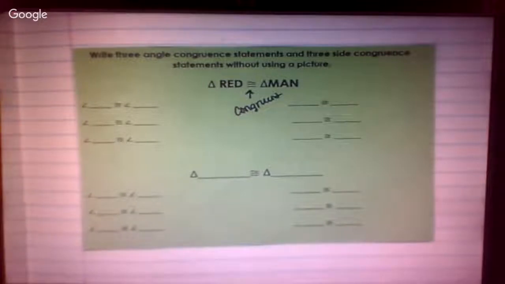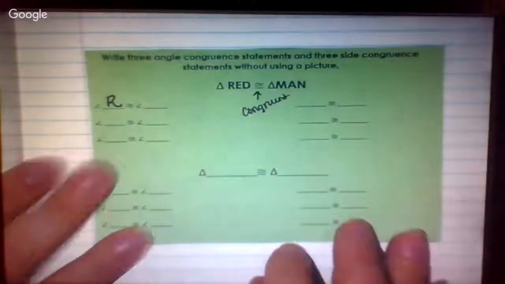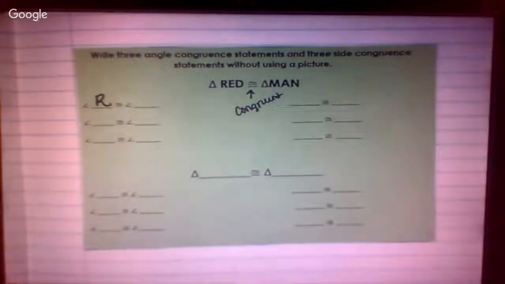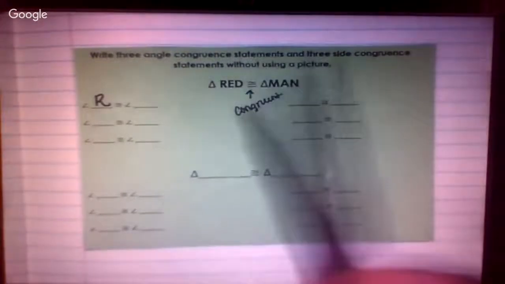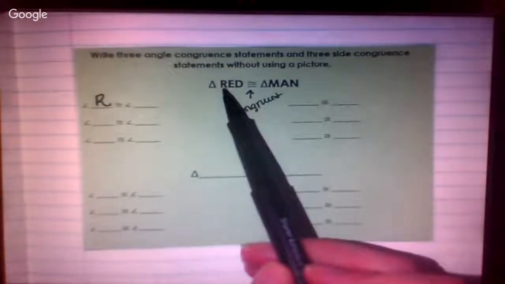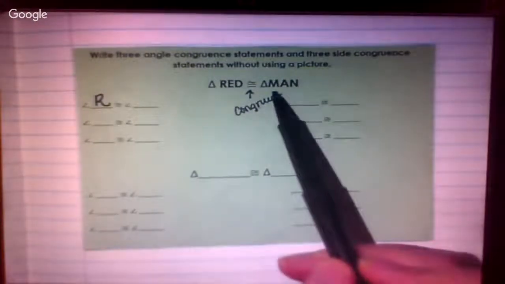So when I give you a congruent statement, you should be able to label any type of congruent angles and congruent sides, even though you cannot see a picture. So if I tell you that angle R, you should be able to tell me what angle is congruent to angle R. And it's going to be M. Okay? Take a look at the positions they're in. If R comes first in this one, it's congruent to what comes first in the next set. So R is congruent to M.